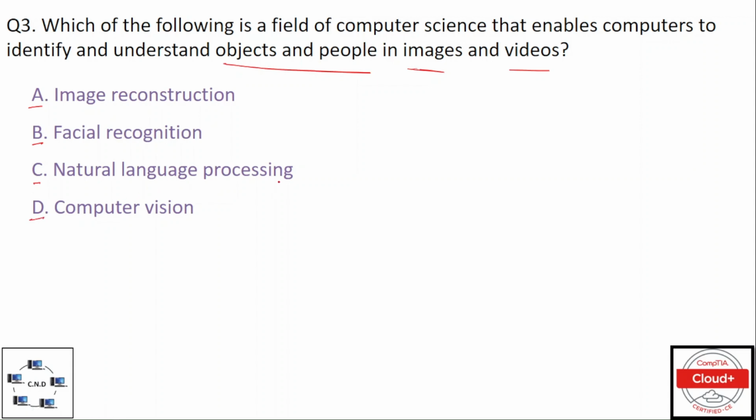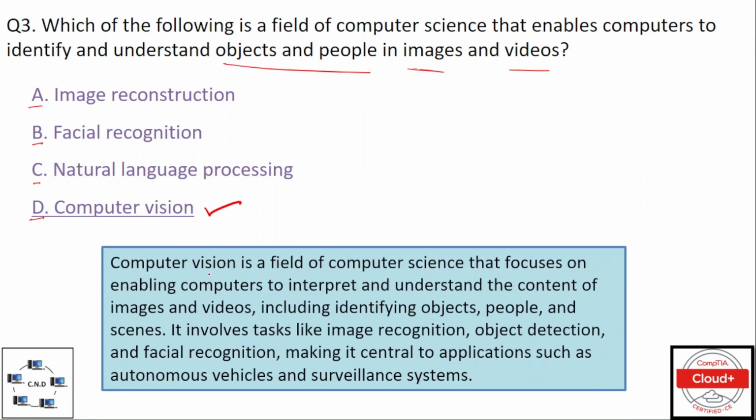And the correct option is option D, computer vision. So computer vision is a field of computer science that focuses on enabling computers to interpret and understand the content of images and videos, including identifying objects, people, and scenes. It involves tasks like image recognition, object detection, and facial recognition, making it central to applications such as autonomous vehicles and surveillance systems.